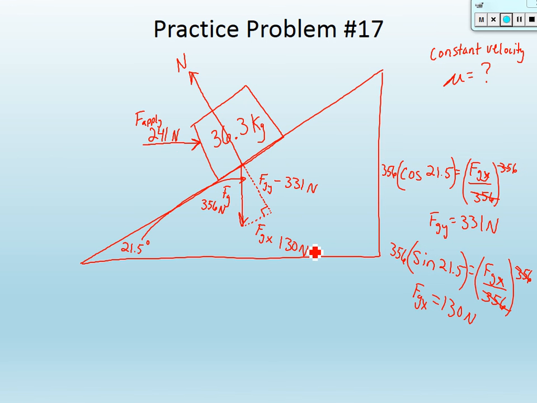Let's label all the other forces that we know. Is the couch moving this direction, guys? Nope. So we know that the normal force has got to be equal to what? 331. Maybe. We're just going to put 331 for now. That could change depending on our other triangle.